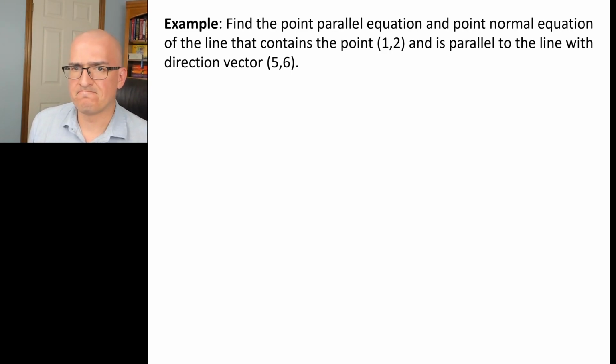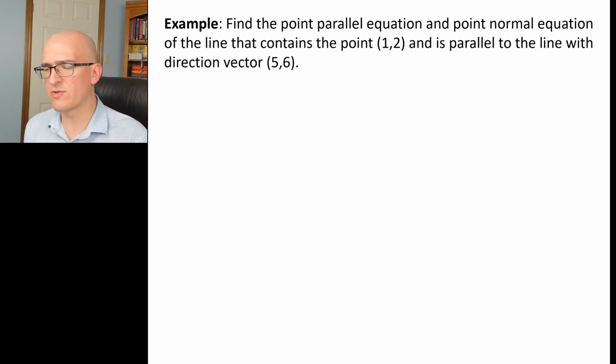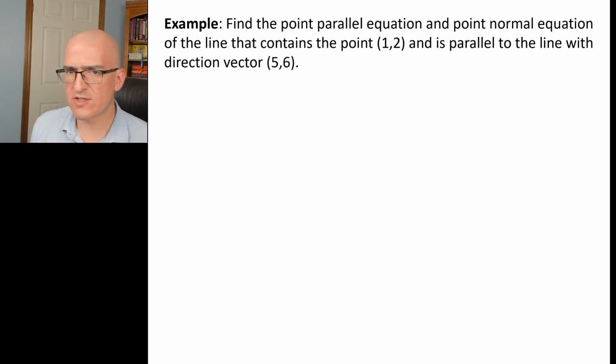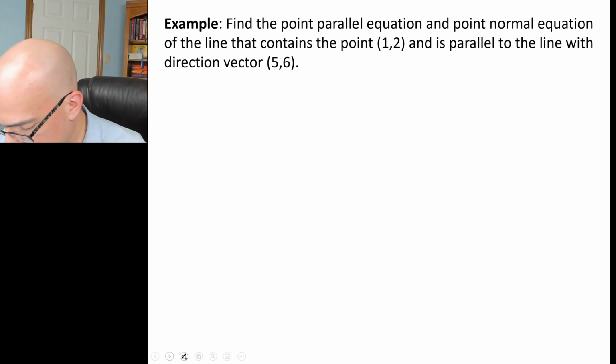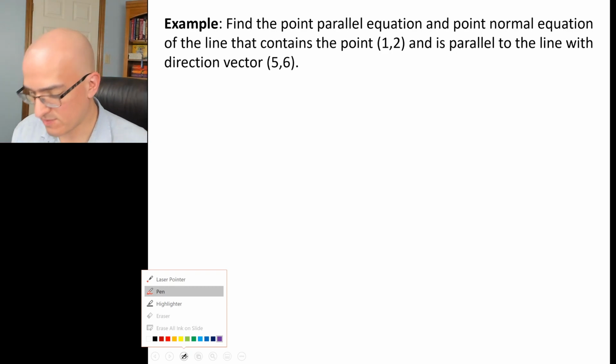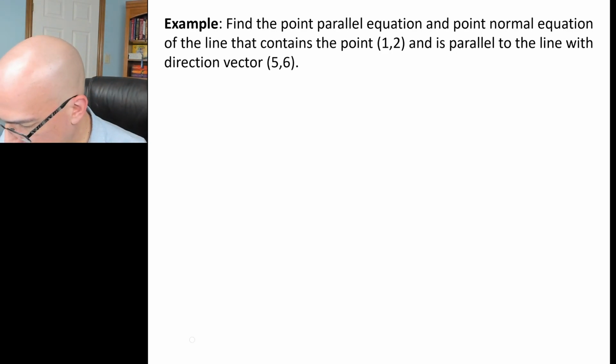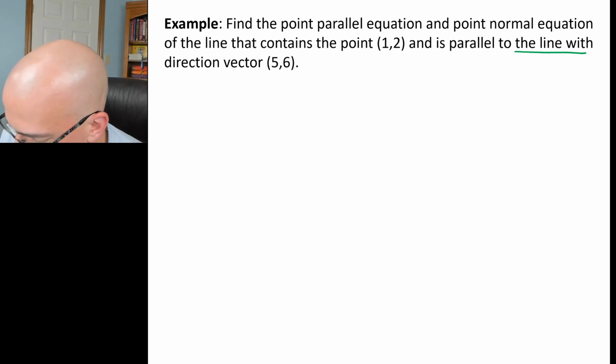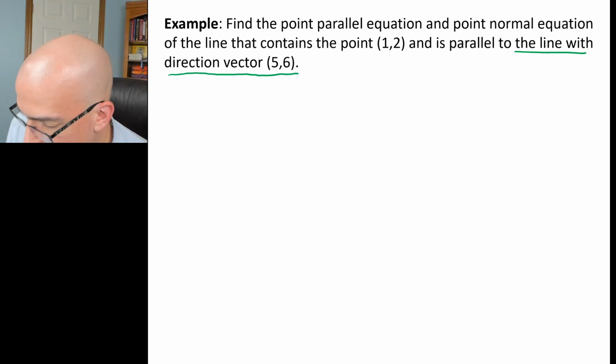I'm going to read it. Find the point parallel equation and point normal equation of the line, so far so good, of the line that contains the point 1, 2 and is parallel to the line with direction vector 5, 6. So you got to read that maybe 2 more times to make sense of it. There are 2 lines here. The line with direction vector 5, 6.